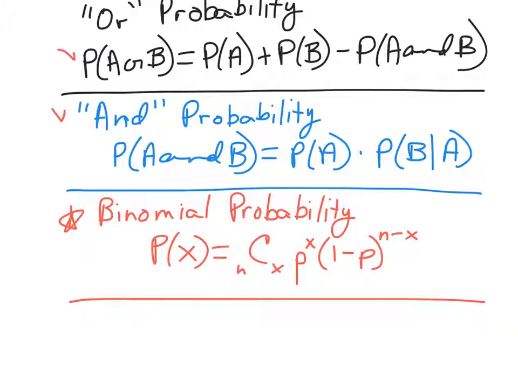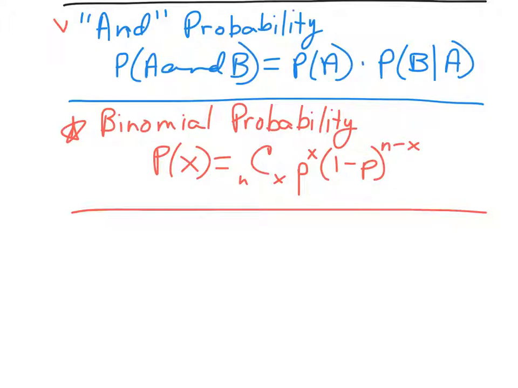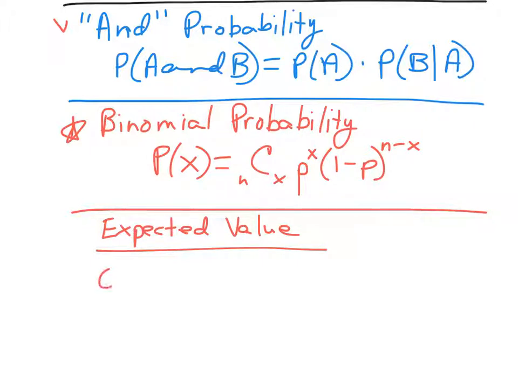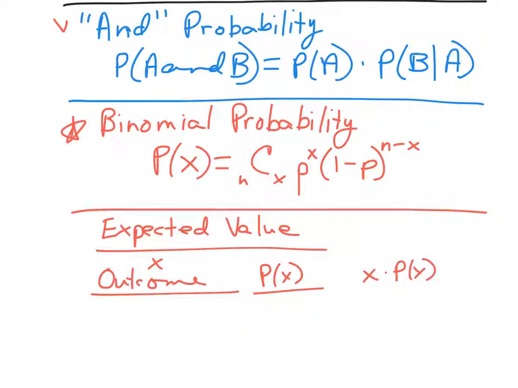And the only other thing that we have left are the expected value problems. And that's not really a formula. That was list all the outcomes, call those x's, get a column for p of x, get a column for x times p of x, add that column.